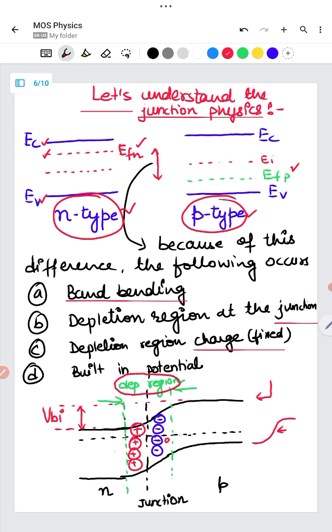Then there will always be a built-in potential. Built-in potential means this height from flat band to flat band. This height is known as VBI. Always this will be occurring. So we need to find out all these four things.